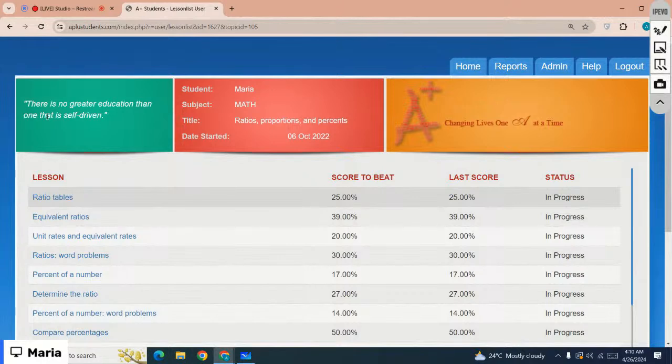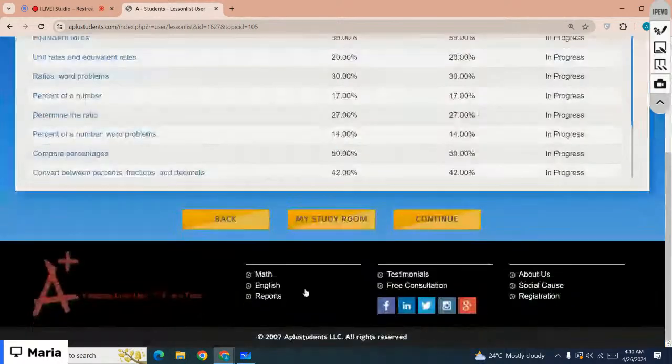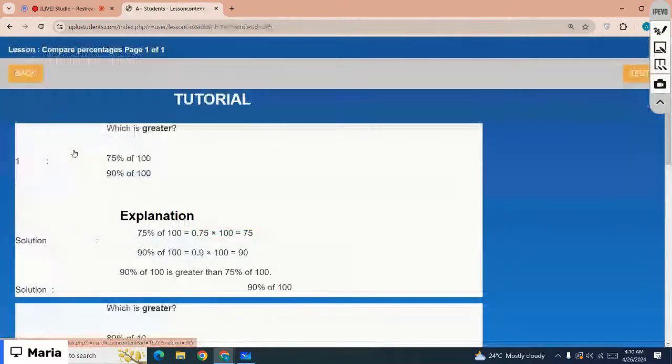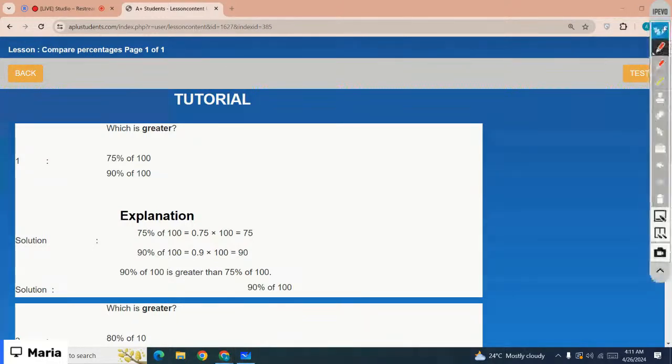The next one is compare percentages. Okay, let's see how we compare the percentages. Which is greater: 75% of 100 or 90% of 100? If you think logically, 75% and 90% are both of 100, so obviously 90% is more, because they are of 100. So 90% is more than 75%.